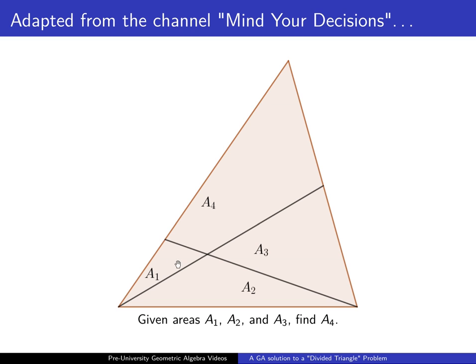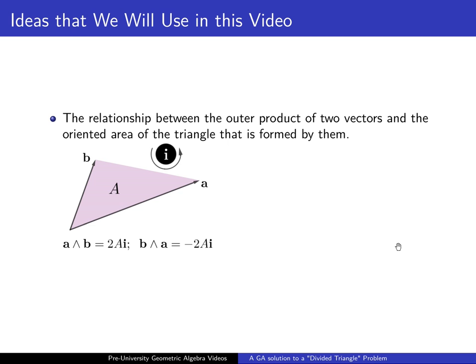The original problem gives specific values for A1, A2, and A3. We will treat a general case. The ideas that we will use in this video are first the relationship between the outer product of two vectors and the oriented area of the triangle that is formed by those vectors. Specifically here, A wedged with B is equal to twice the area of this triangle multiplied by the unit bivector for the plane that contains A and B.